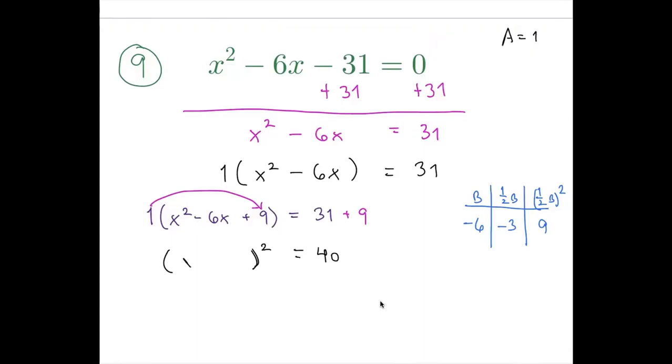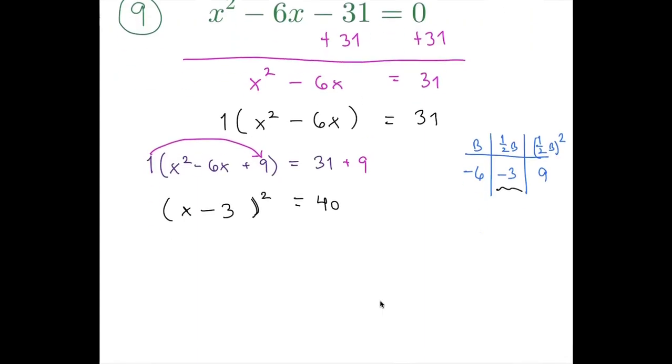We know the x is going to start it off, and then half b column is -3. So we write -3 after that x. So right now we have x minus 3 squared equals 40. So now the next thing we'll do is we're going to square root both sides to try to solve for x. So we square root x minus 3 squared, we square root 40.